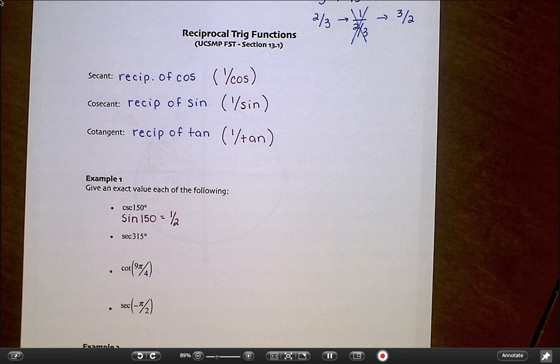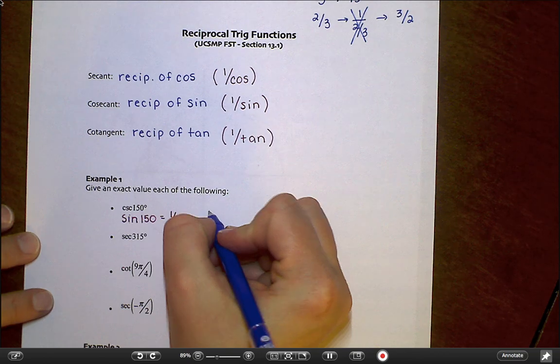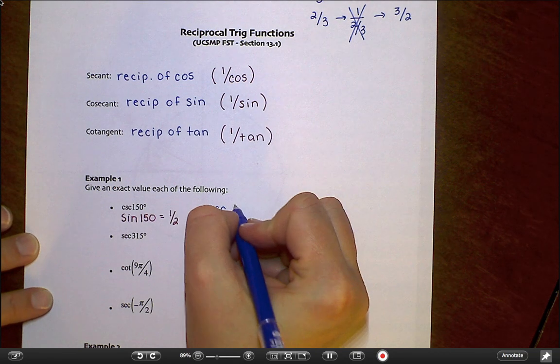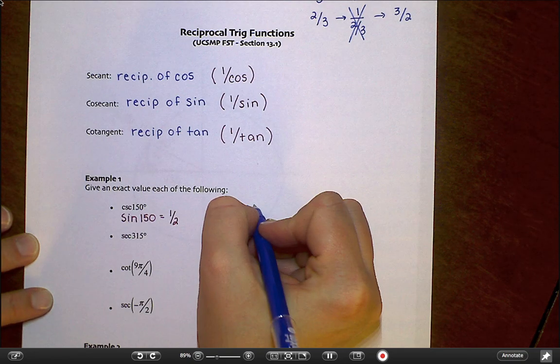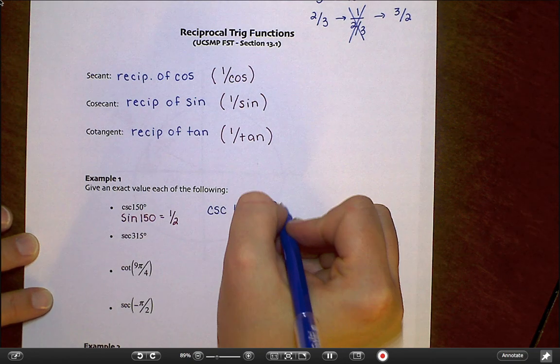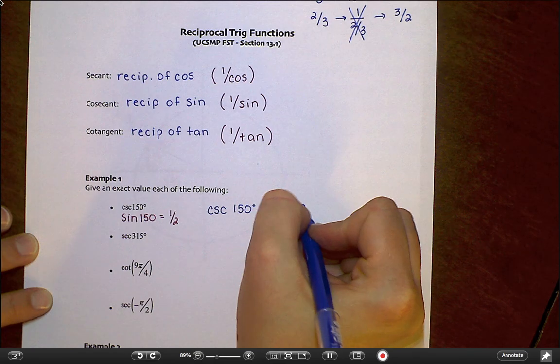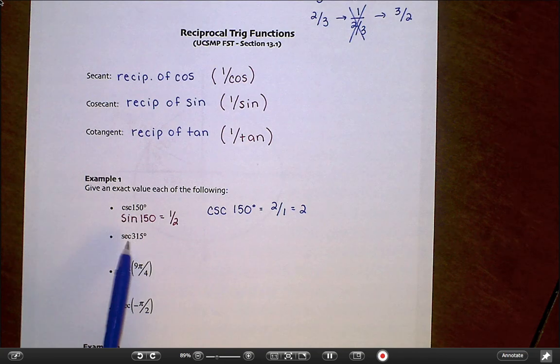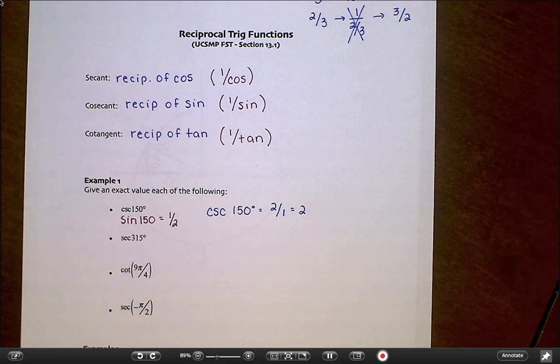Okay. So now to do the cosecant, I am literally just taking the reciprocal of that value. So the cosecant of 150 would be 2 over 1, otherwise known as just 2. So all you're doing is finding the sine, cosine, or tangent on the unit circle and flipping it over. The one other step that I may add, and I think it happens in this next one, is we may have to do some rationalizing. I'll show you that when we get there.